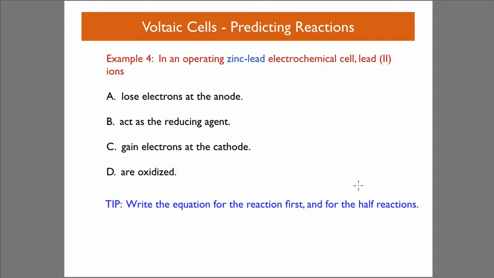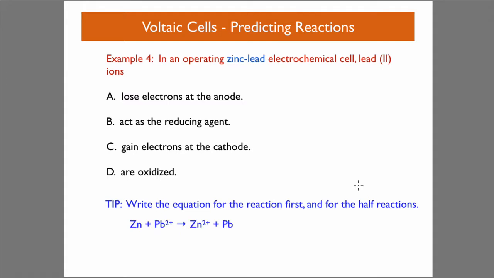Let's have a look at a few questions. See example 4. In an operating zinc-lead electrochemical cell, lead 2 ions A, lose electrons at the anode, B, act as a reducing agent, C, gain electrons at the cathode, D, oxidized. If you get a question like this, what you should do is scribble down the equation for the reaction first and then for the half reaction. So let's do that.